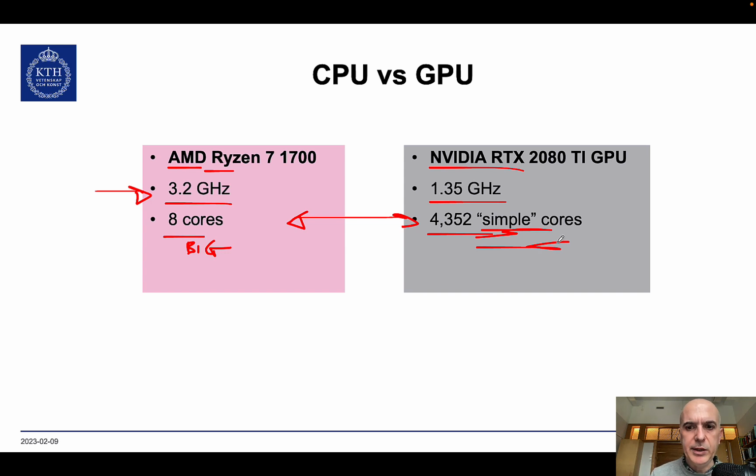They have less logic, for instance, for the control part. And also when it comes to the caches. So two main differences. One is the clock cycle, and the other main difference is the number of cores that you have between CPU and GPU.